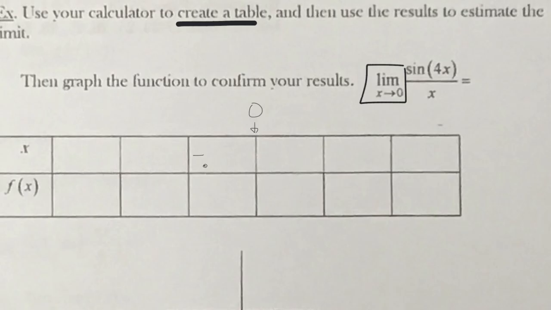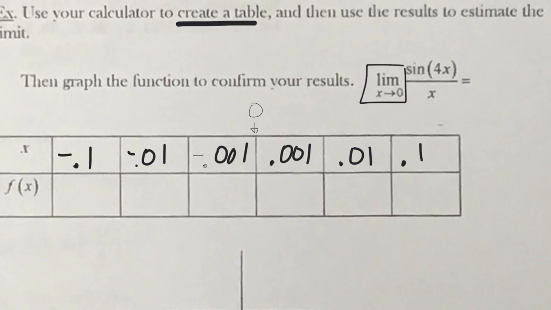Negative 0.001, and then maybe negative 0.01, and then negative 0.1. And then on the other side, the positives: positive 0.001, positive 0.01, and positive 0.1. Okay, so this is the limit of sine of 4x divided by x.